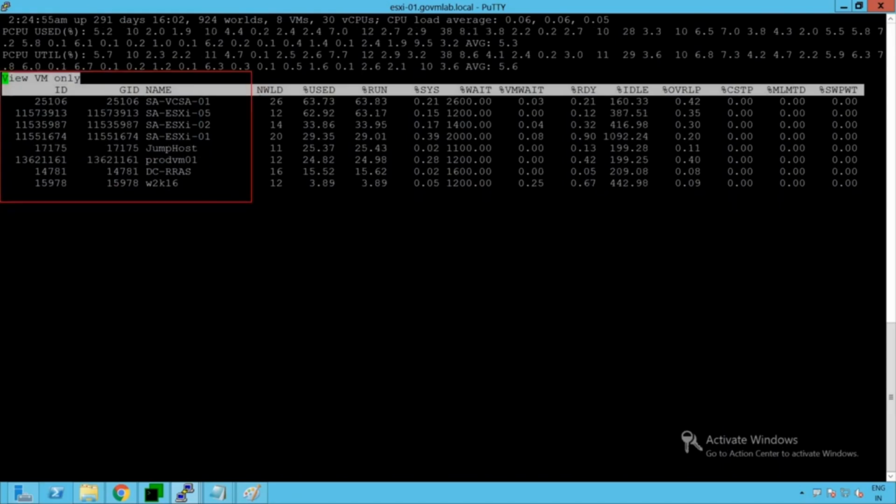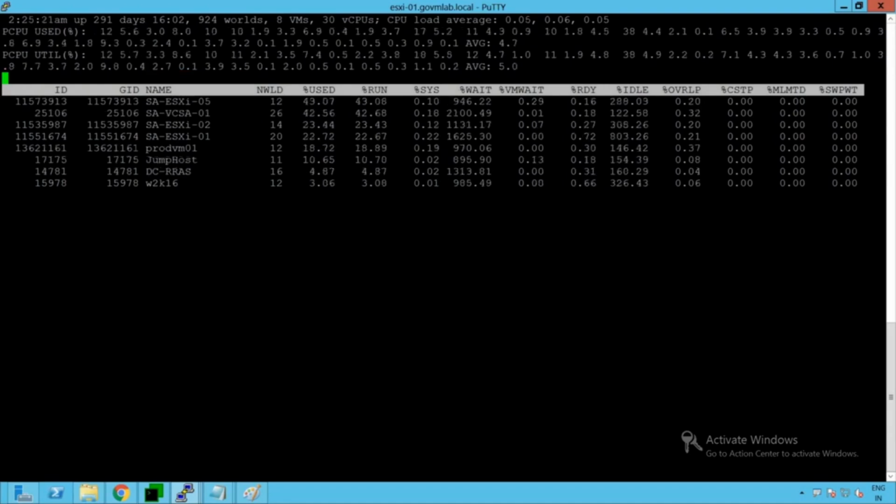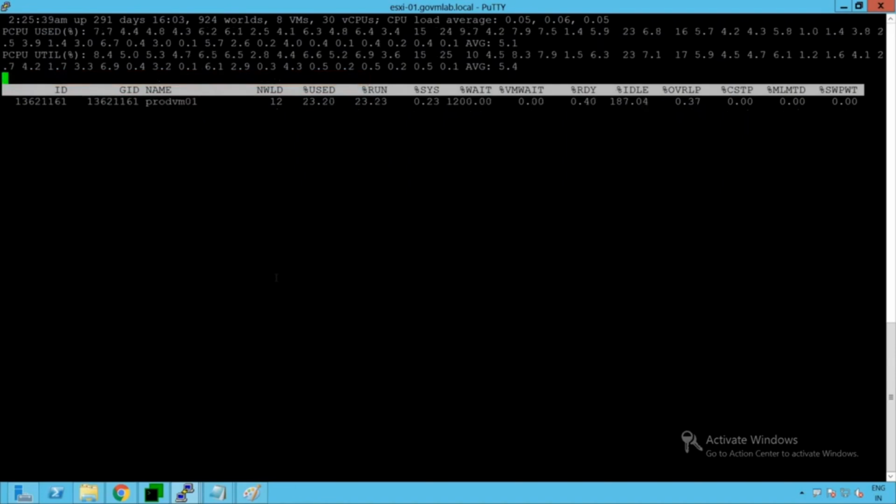Because in this lecture we are focusing only on prod VM 01, let's filter this view down to the virtual machine level. To do that, let's make a note of our virtual machine ID and filter by providing the virtual machine ID. We are limiting this view to the virtual machine having this world ID. Now press the Enter key, and look at that. It gives us a very precise view of the VM we are interested in, prod VM 01.